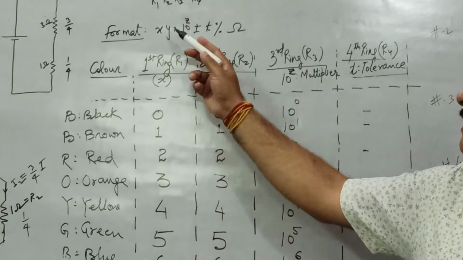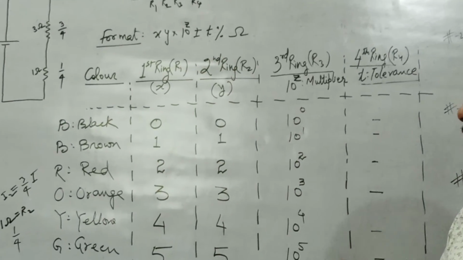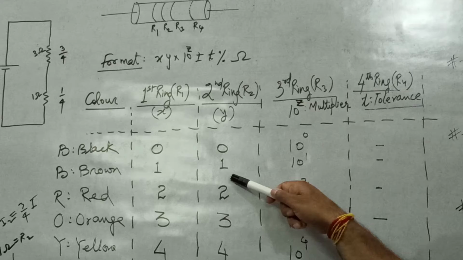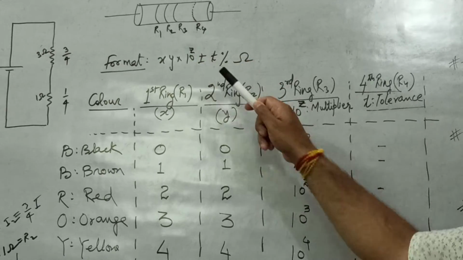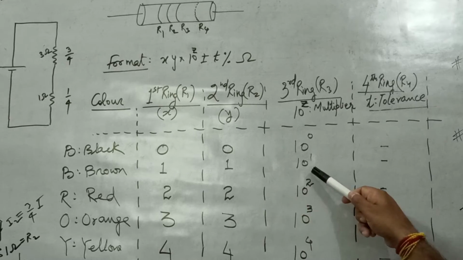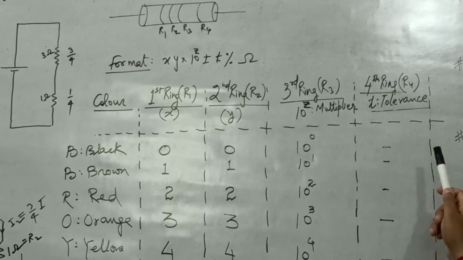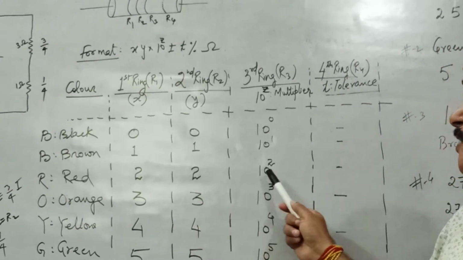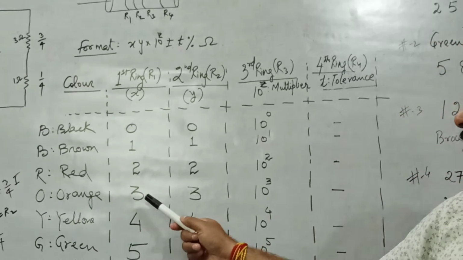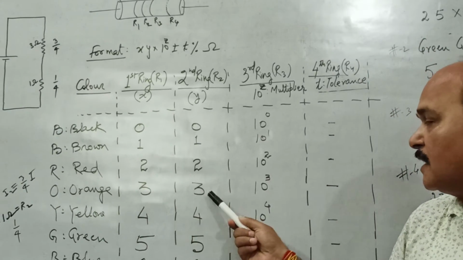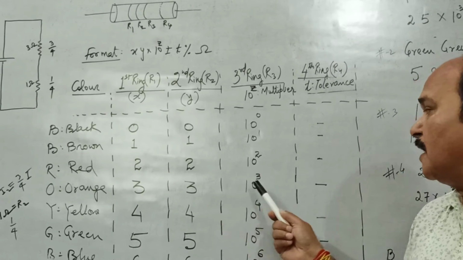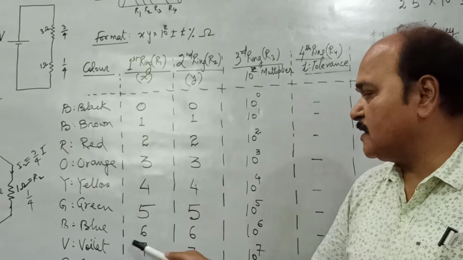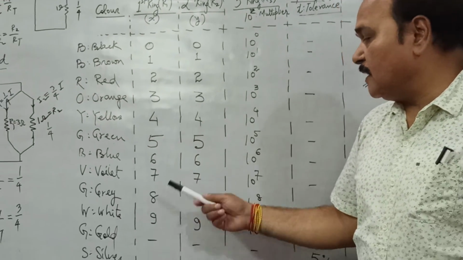If the first ring is of brown color, then it represents first digit 1. If the second ring is brown, it represents second digit 1. And if the third ring is brown, then it represents a multiplier 10 to the power 1, and it has no tolerance. Likewise, red represents 2 as first digit, second digit, and multiplier 10 to the power 2. Orange represents first digit 3 if it is the first ring, second digit 3 if second ring, and multiplier 10 to the power 3. And so on. Yellow 4, green 5, blue 6, violet 7, grey 8, white 9, and thereafter.